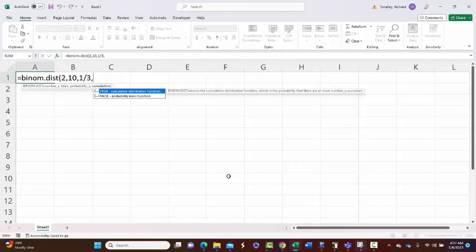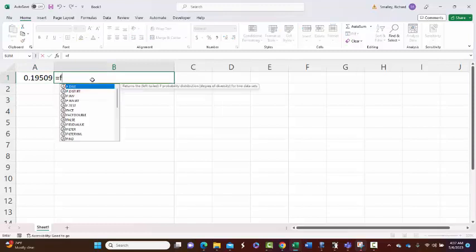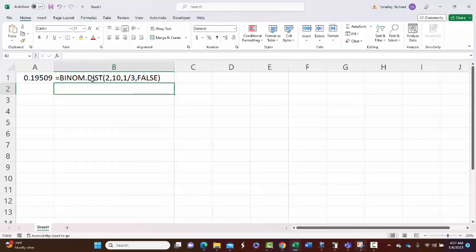True means cumulative, which would mean less than or equal to. I'll talk more about that coming up. So if I put true here, it's going to add up 2 plus 1 plus 0 successes, and add all 3 of those up. So I want false right now, because anytime I'm only calculating one value, I want false. Let me do the formula text command here, since now we're back to using formulas that we really weren't in the last section. The false means you're calculating a single X value.